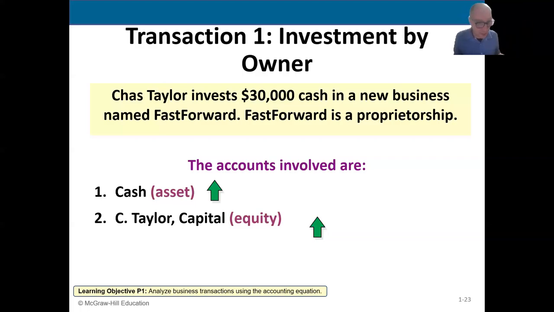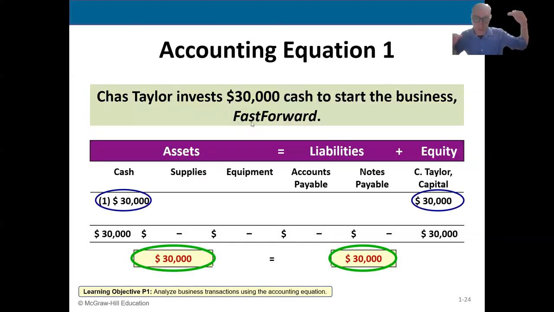The first transaction, the owner invests $30,000 in cash into a new business. We debit cash to increase the cash, and we credit the owner's equity account, capital, to increase the equity account. You'll notice that when we do that, next slide, we've increased our assets, we've increased our equity.